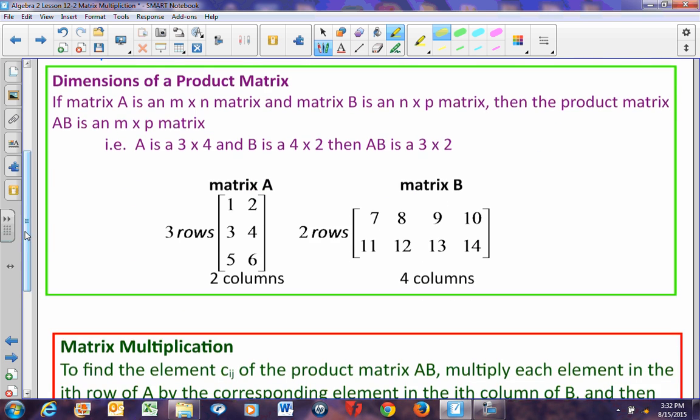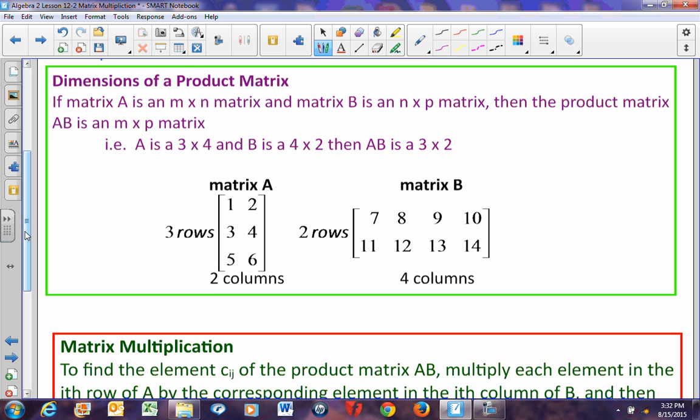If a matrix A is an M by N matrix, and matrix B is an N by P matrix, the product matrix AB is an M by P matrix. For example, matrix A here has 3 rows and 2 columns. Matrix B here has 2 rows and 4 columns. This is a 3 by 2.